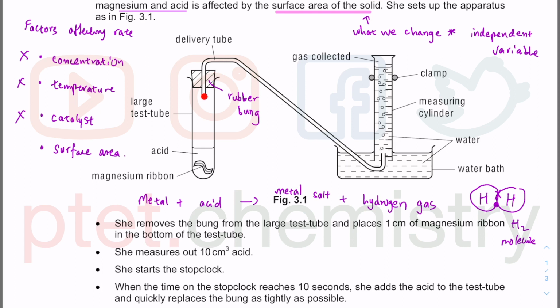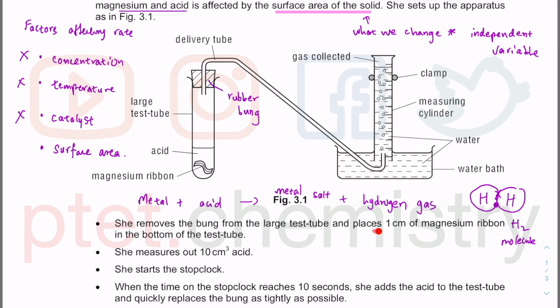And of course, this thing is not immersed in here because you're producing a gas. You don't want the liquid to go in there. You just want the gas to pass through the delivery tube. And of course, this is immersed below the water. The measuring cylinder is below the water, because if you lift it up above the water level, all the water is going to come down and you won't be collecting a gas at all.